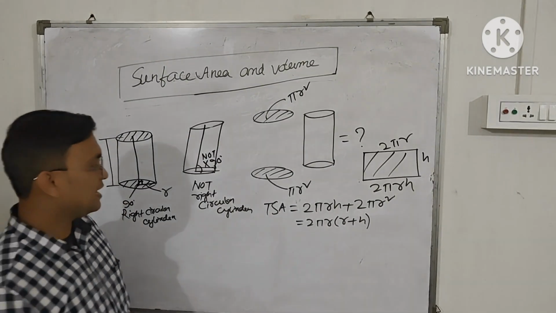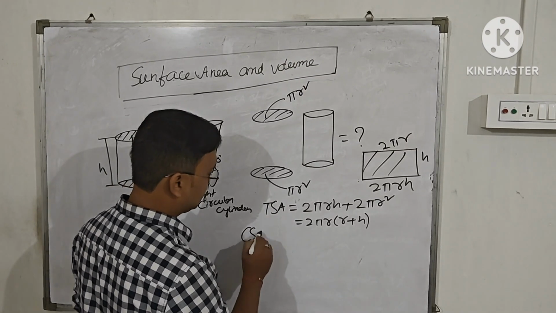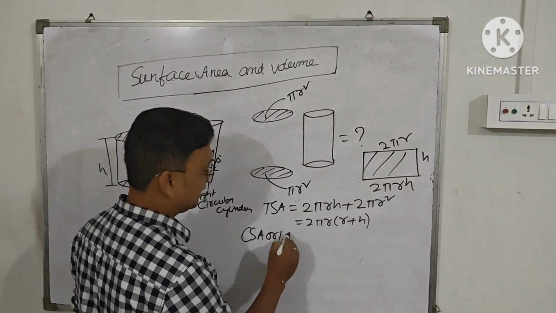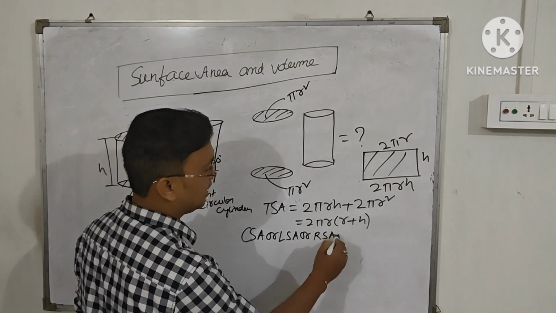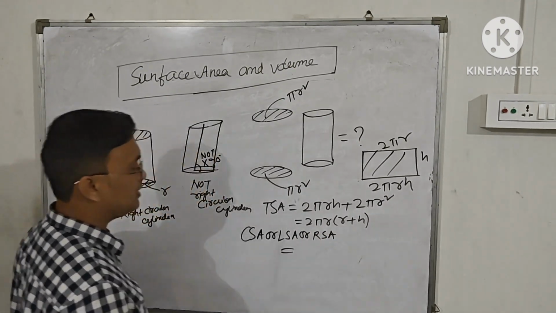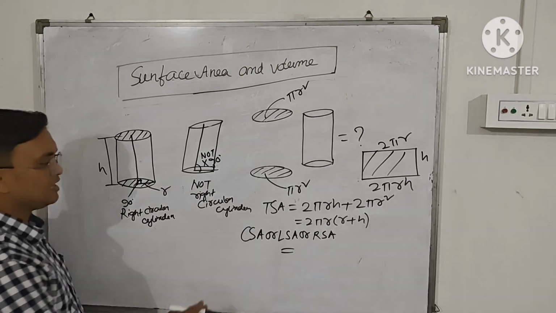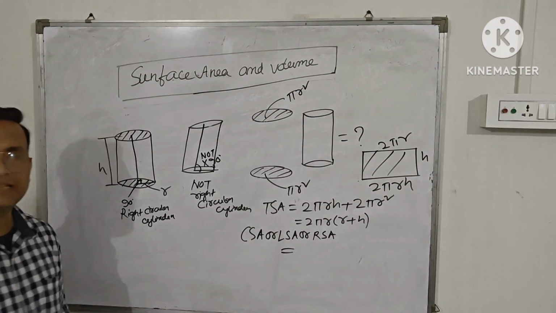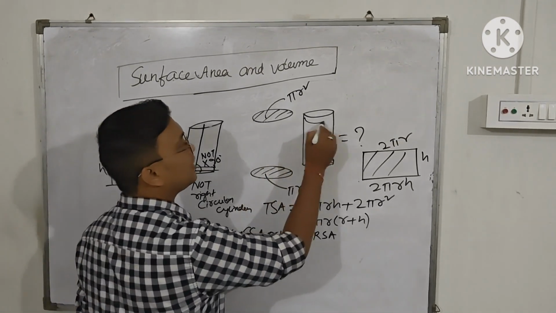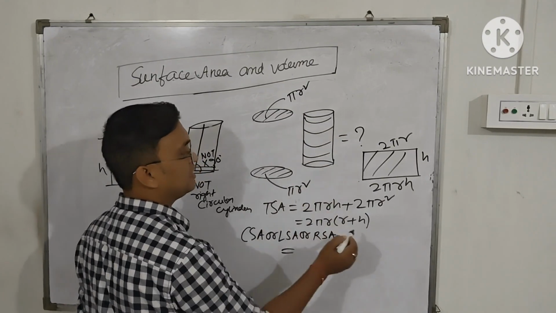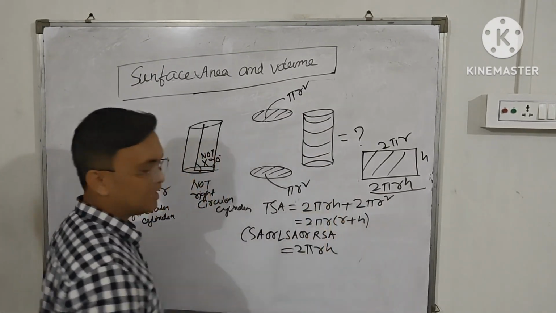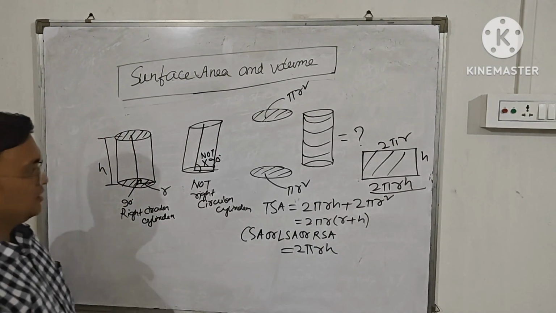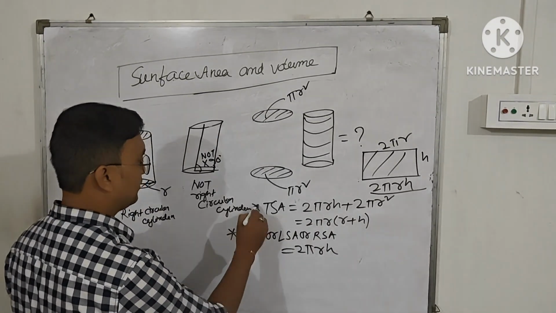Understood? Secondly, curved surface area or lateral surface area or radial surface area. Three terms are used for finding curved surface: CSA, LSA or RSA. That means I am talking about this surface, that is none other than 2 pi r h. This is our second formula.